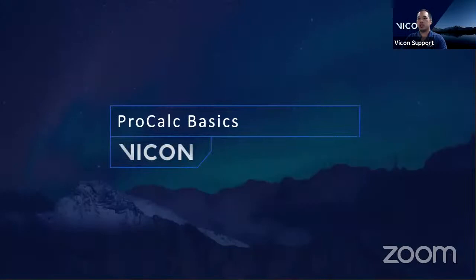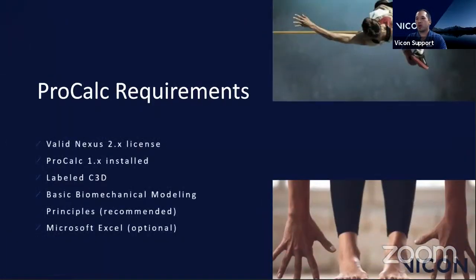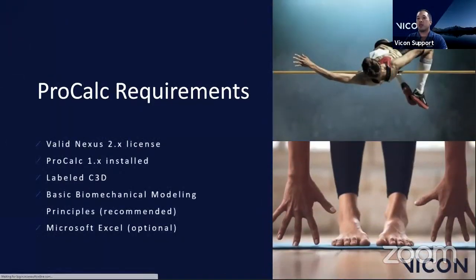So what are some of the basics? We'll just go over what some of the ProCalc requirements are. The first one is that you do need a valid Nexus 2 license on that machine. And then you're going to need ProCalc 1 installed. Right now we're on ProCalc 1.4. You will need labeled C3Ds.